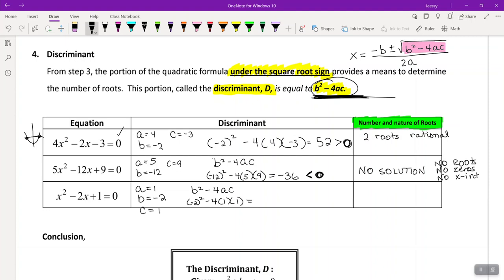I get 0. Anybody else? All right, so when your discriminant equals 0, there is only one root or one solution. That's when you only touch the x-axis at one place, okay? One root, one solution. Okay, I'll tell you about whether it's a perfect square or not tomorrow, okay?